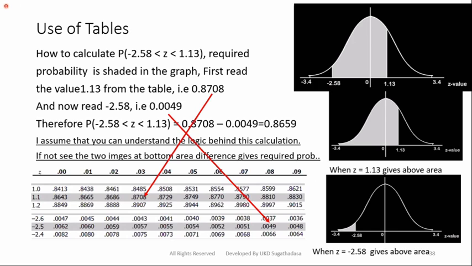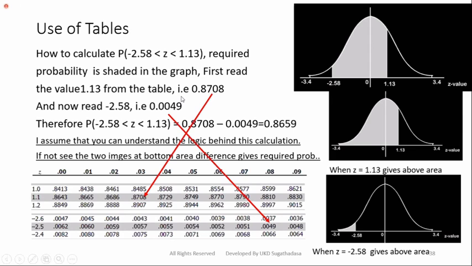This is simpler than the greater than, because if you read the 1.13, see the second diagram now, it will show the left hand side area from the table. If you read the minus 2.58, it shows this particular shaded area on the left hand side. We want this particular shaded area, the first diagram, no? Just take the difference, that is all. Read the 1.13 value minus the minus 2.58 value. Then it will give this in between area.